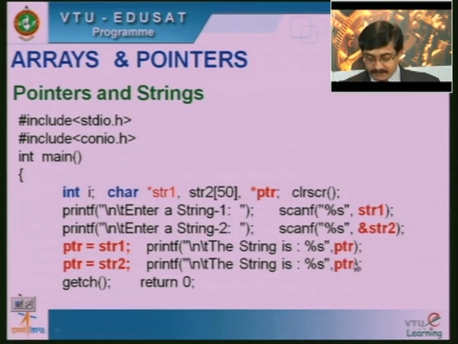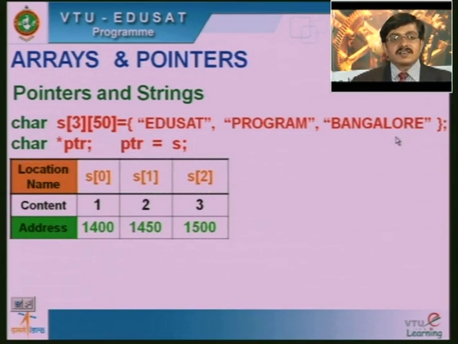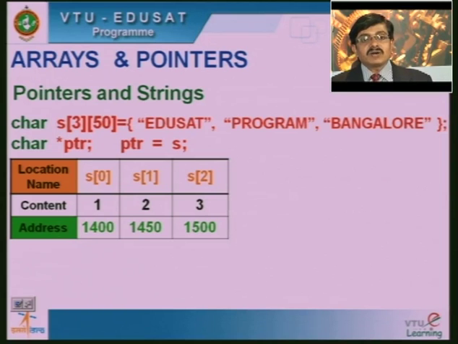Now consider the two-dimensional array of characters here, s[3][50]. We have three strings: edusat, program, Bangalore. Each row corresponds to one particular string, and each row is again a one-dimensional array. So s[0] is edusat, s[1] is program, and s[2] is Bangalore. In this particular case, s[0] is at address 1400. If I assume s[1] will be 1450, because each row has the number of columns equal to 50, what I declared here.